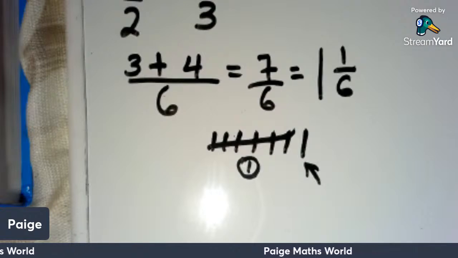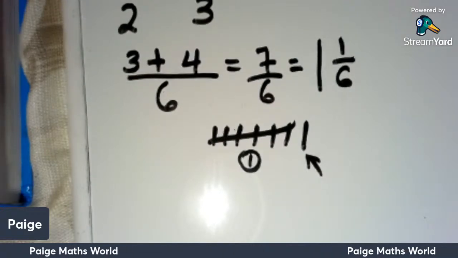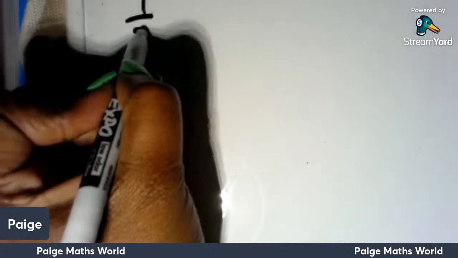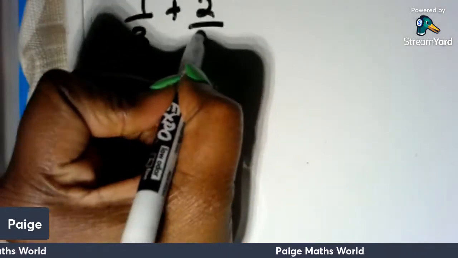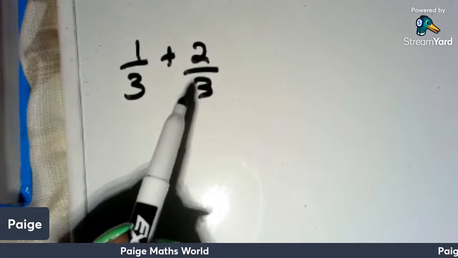All right. And then if you're looking at a fraction with the same denominator, the same bottom number, so you have 1 over 3 plus, say, 2 over 3, once you have the same denominator, you're going to just go ahead and add the numerators.